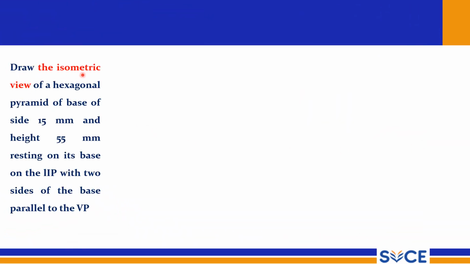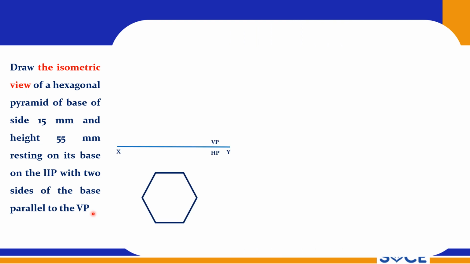And draw the isometric view of a hexagonal pyramid of base side 15 mm and height 55 mm, resting on its base on the HP with the two sides of the base parallel to the VP, right? So now the orientation is given, two sides are parallel to VP, and note that you are going to draw only isometric view, so no need to use isometric scale, right? Directly you can use whatever dimension is given in this problem statement, so that can be used.